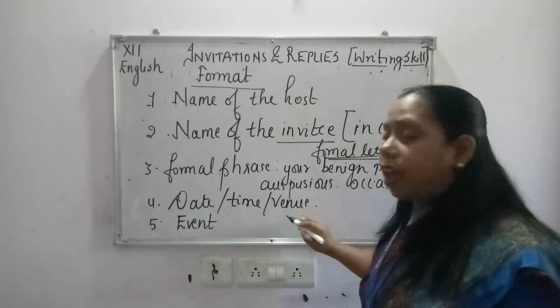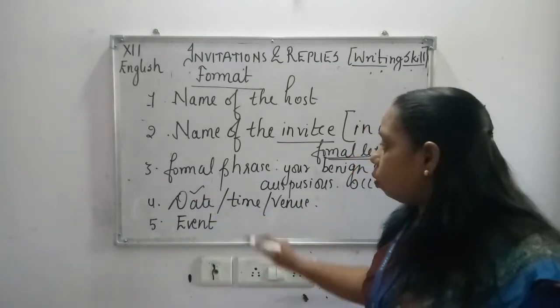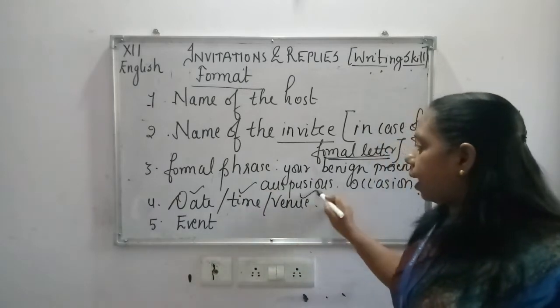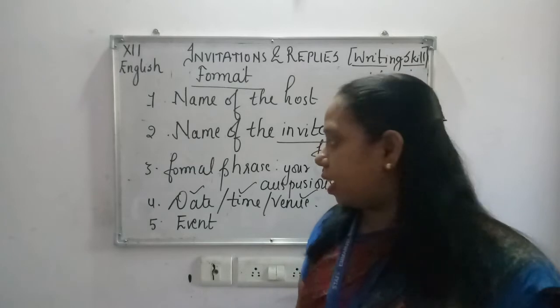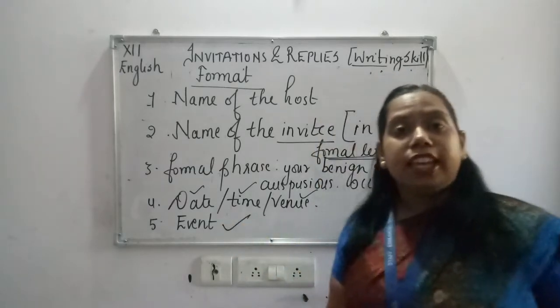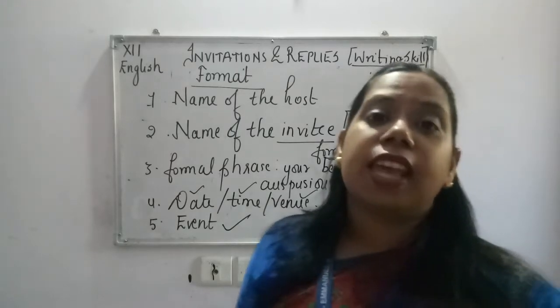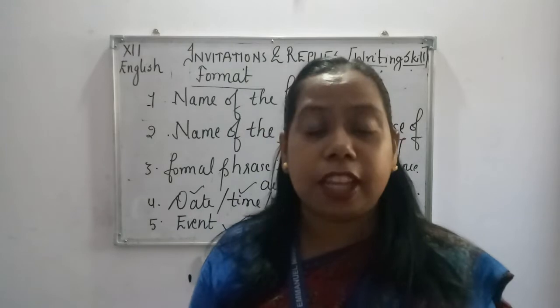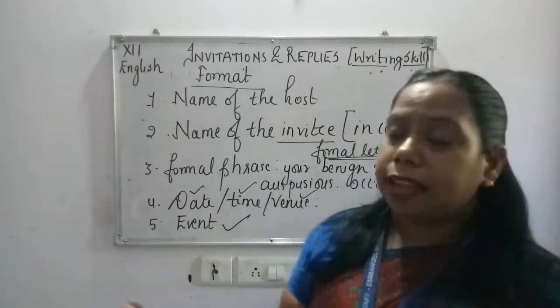Date, time, venue. What is the event, on which date? What is the time and what place the invitee has to reach? That should be clearly mentioned. Okay. And what is the occasion? That is, what is the event? It may be a wedding, a first birthday celebration, a housewarming ceremony. The event should be clearly mentioned.